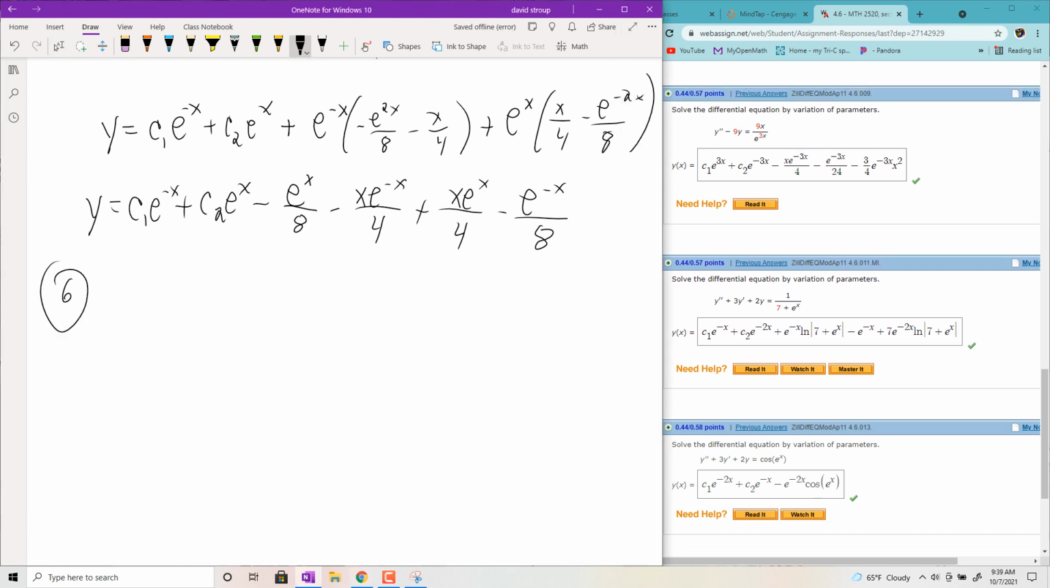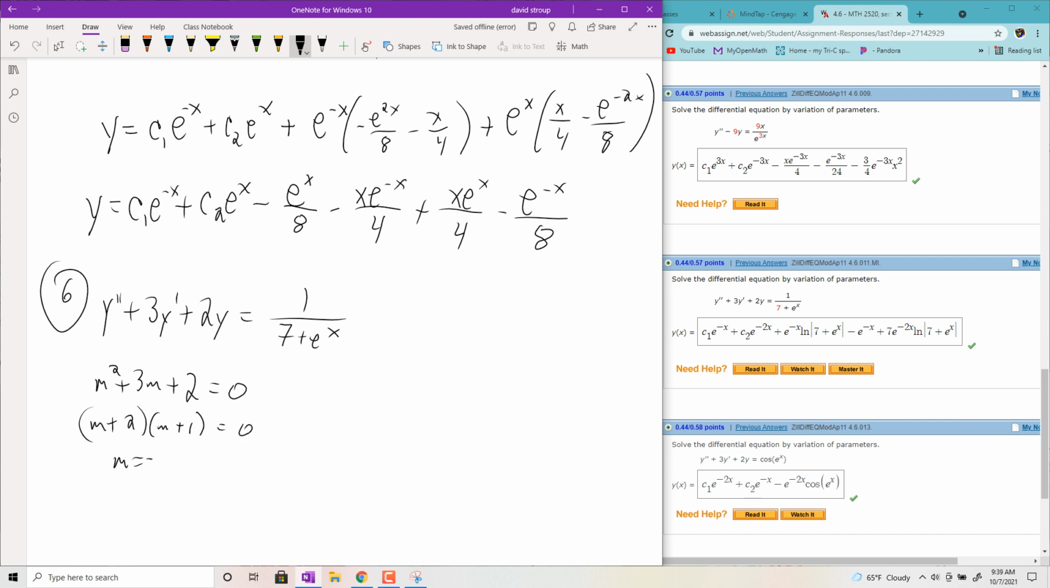So I do number 6. y double prime plus 3y prime plus 2y equals 1 all over 7 plus e to the x. Okay, get the characteristic: m squared plus 3m plus 2 equals 0. So (m plus 2)(m plus 1) is 0. So negative 2, negative 1, so y complementary is c1 e to the negative 2x plus c2 e to the negative x. And what else?